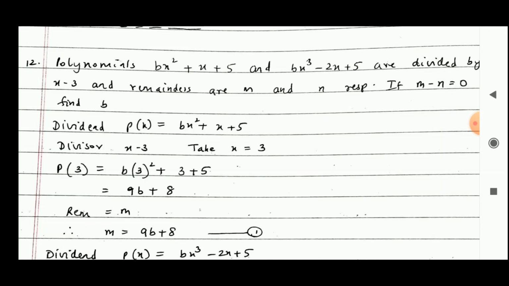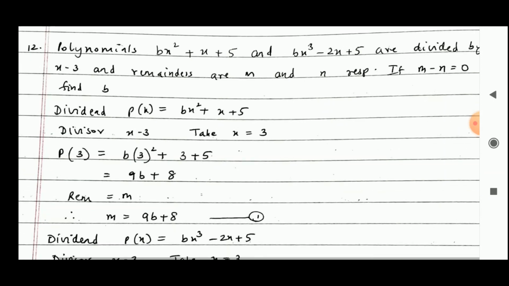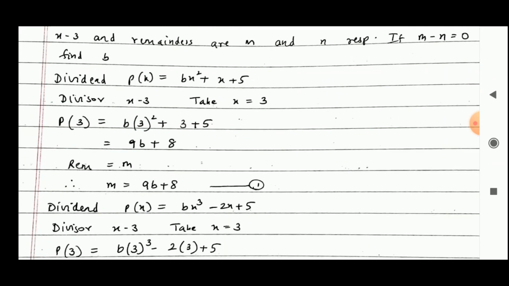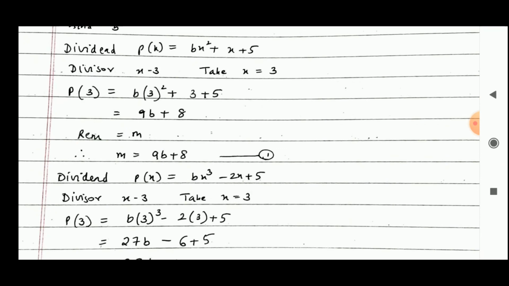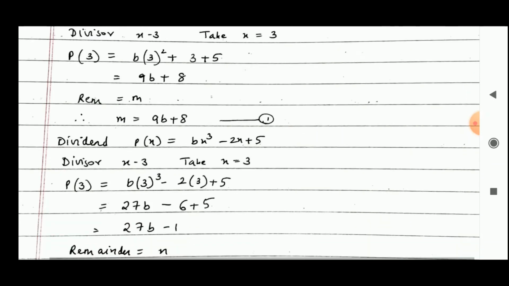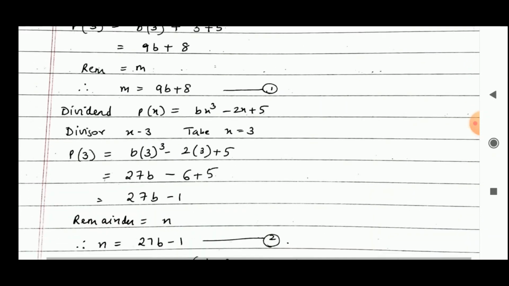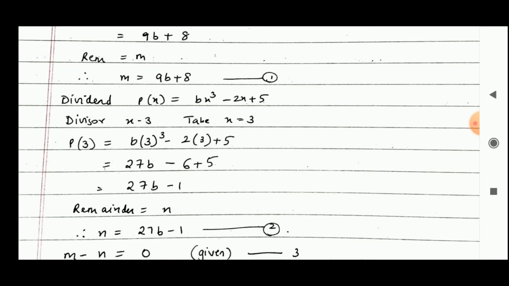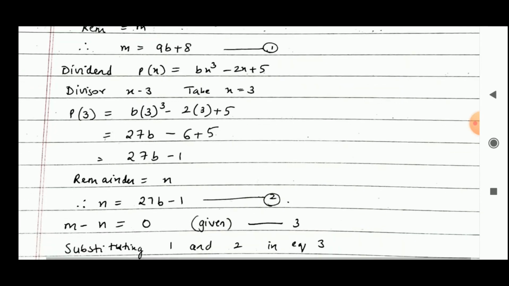So you get the remainder m is equal to 9b plus 8. Now the second dividend is bx cube minus 2x plus 3. So divisor is x minus 3, substitute x is equal to 3 there. Again you get the remainder n is equal to 27b minus 1. So m minus n is equal to 0, substitute the values of m and n.